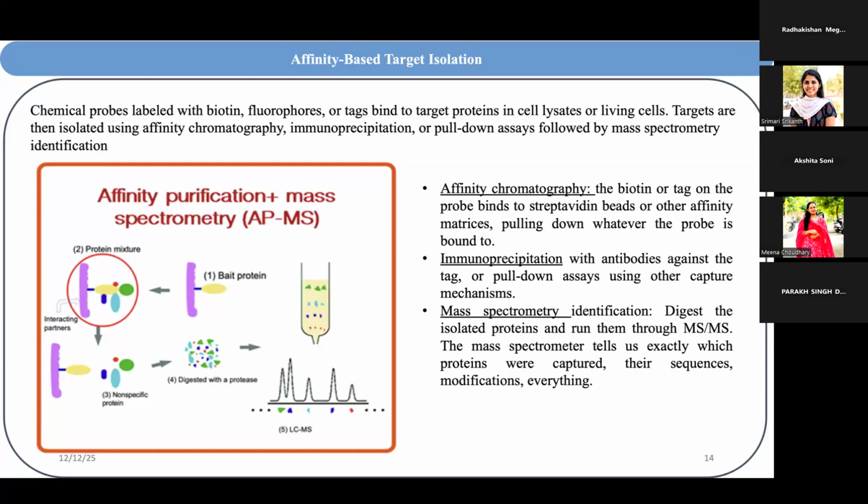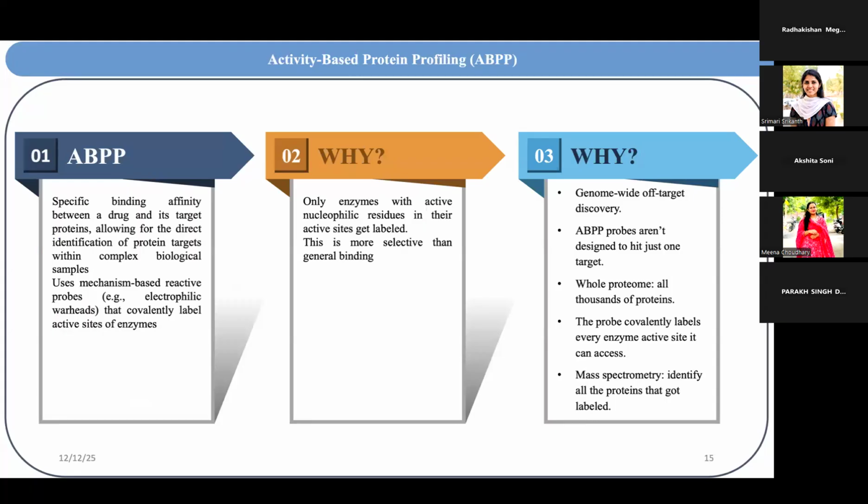So the next one is activity-based protein profiling. This adds specificity based on enzyme activity. Previously we pulled down based on binding, but here it is based on the enzyme activity. So ABPP uses mechanism-based reactive probes. The previous approach will not interfere with any mechanisms, but this one uses mechanism-based reactive probes.